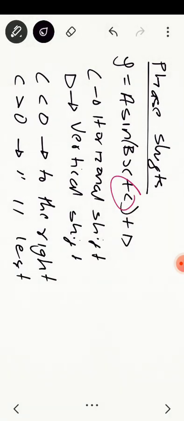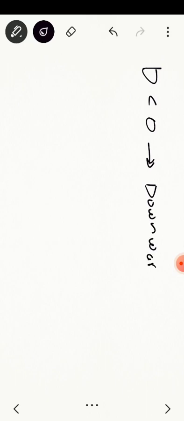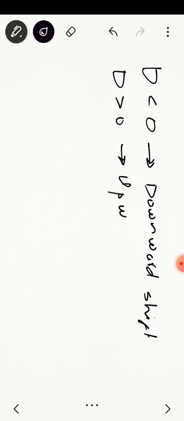This differs with the d. If you have your d less than 0, then you are shifting downwards. It's a downward shift. But if your d is greater than 0, then it's an upward shift.